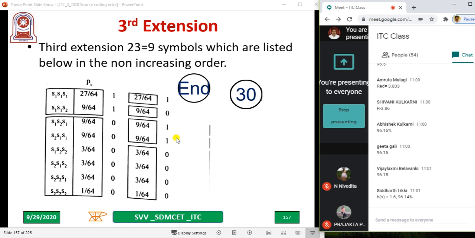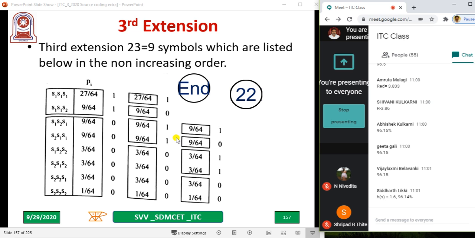Again I have divided, I have assigned the zeros and ones. At least code words should remain the same so that efficiency will be the same. Again I have divided, again I have assigned zeros and ones, again I have divided, again I have assigned the zeros and ones. Just do it, and write down the code words, then find out the length, average length, find out the H of S, find out the efficiency.